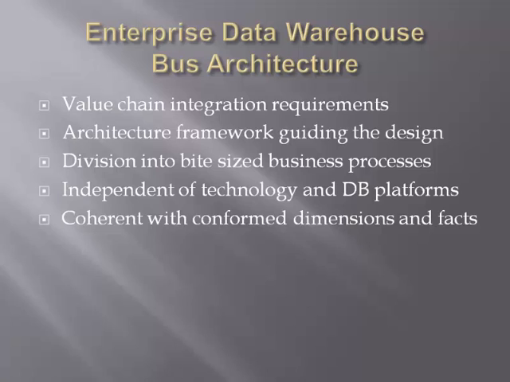An enterprise architecture guides the design and the business process, basically provides tools for decision making. Whereas the enterprise data warehouse bus architecture provides the best of both the worlds. It is basically an enterprise data warehouse, but it's independent of the technology and the database platforms. Also, it's coherent with the conformed dimensions and facts. Now, what do we mean by conformed dimensions and facts? We will study that shortly.